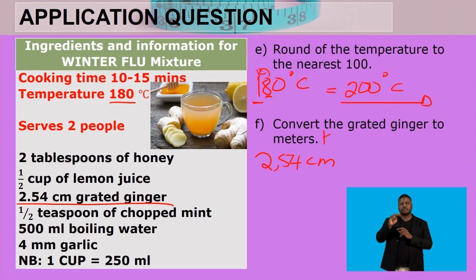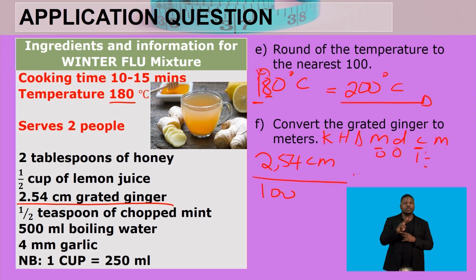How do we convert from centimeter to meter? Using Keke. Keke hates doing math during cold months. So we are moving from centimeter to meter. So it means it's 100. So what is 2.54 divided by 100? Take your calculator. 2.54 divided by 100. We are getting 0.0254 meters. This is the number of meters we find in 2.54 centimeters.